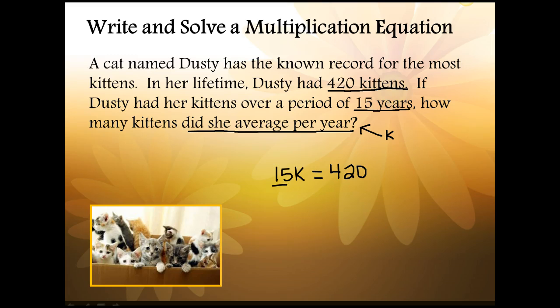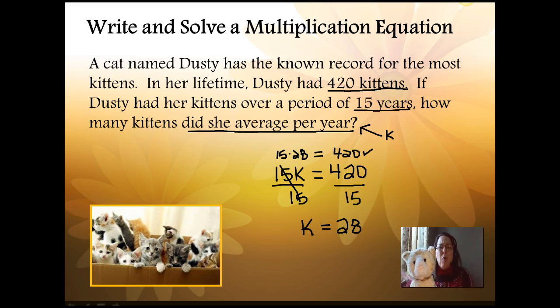To solve, we will divide both sides of our equation by the coefficient of 15. When we do so, on the left-hand side, we are left with k. On the right-hand side, we will divide 420 by 15, and that gives us a result of 28. This tells us that Dusty averaged 28 kittens per year. In order to check our solution, we will take 15 times 28 and confirm that it does in fact equal 420.